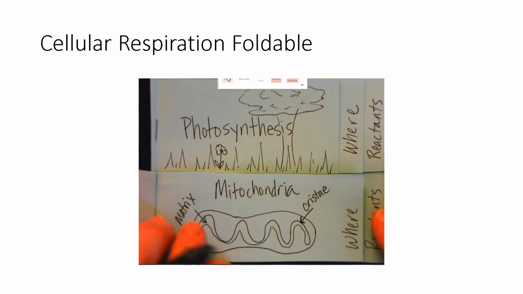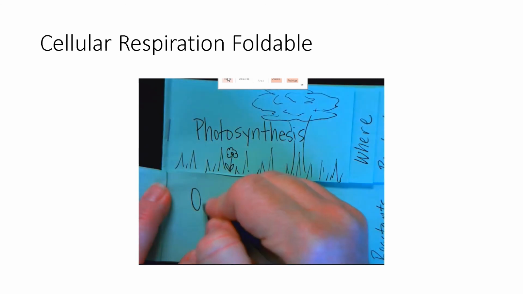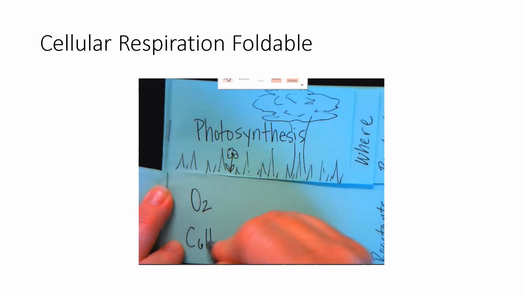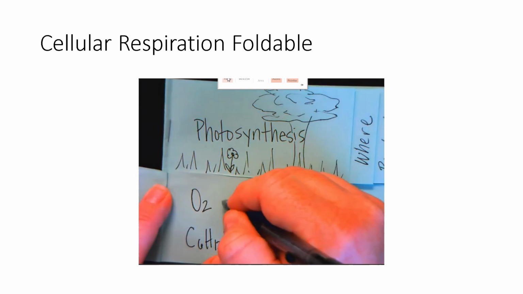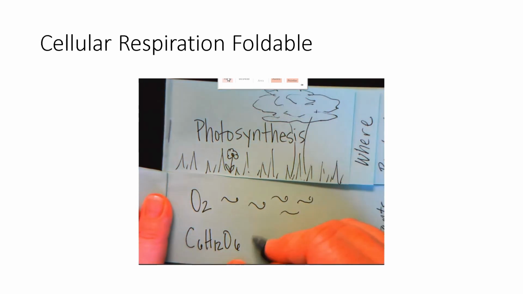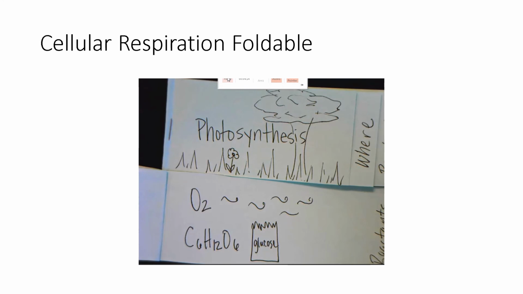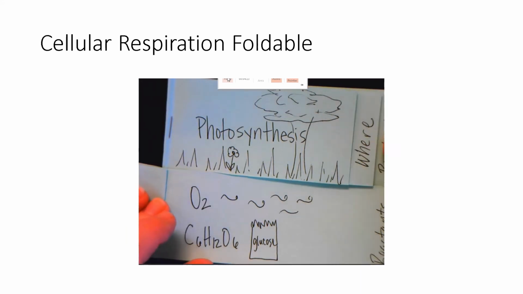Let's move to the reactants tab. So our two reactants are oxygen and glucose. Okay. Again, I don't know how to draw these very well, so we're going to draw the little wispies. And then glucose, I'm drawing a sugar bag. Y'all can draw whatever you want that represents sugar to you, just a visual of it. Yes, I should be a professional artist. You're right.